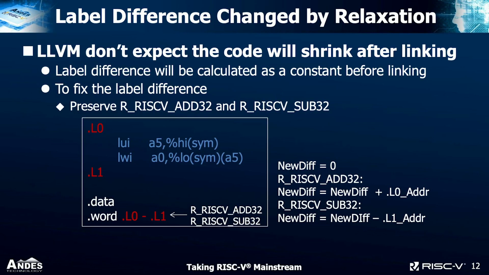To fix the difference, we have to preserve the relocation types R_RISCV_ADD32 and R_RISCV_SUB32. The suffix of the relocation types indicates the data width of the difference. There are two relocation types because each relocation type attaches to one symbol. By accumulating the results from R_RISCV_ADD32 and R_RISCV_SUB32, the linker can get the new label difference.